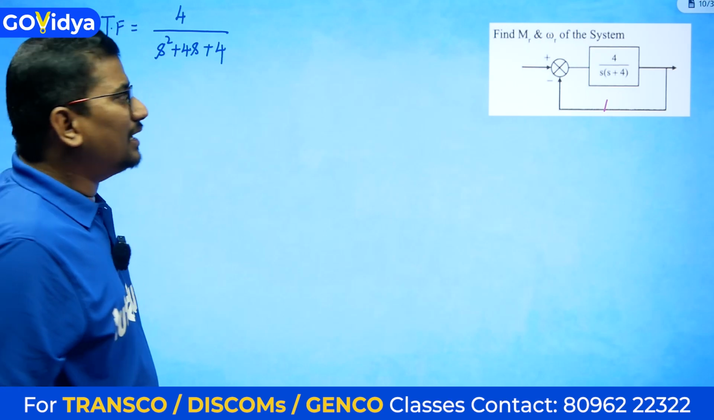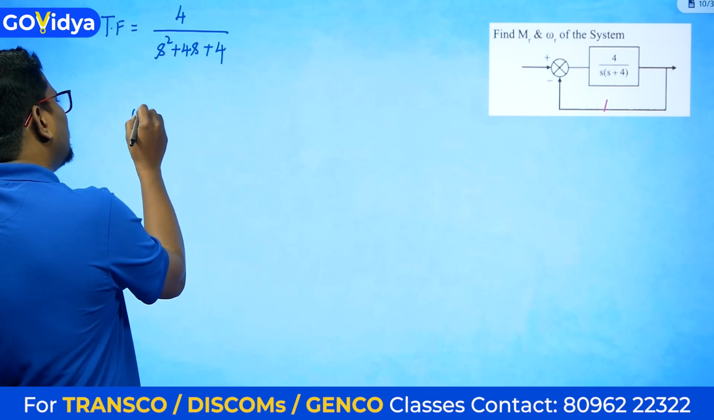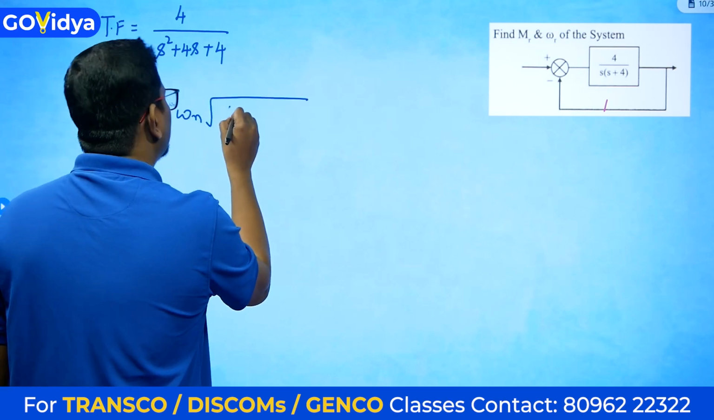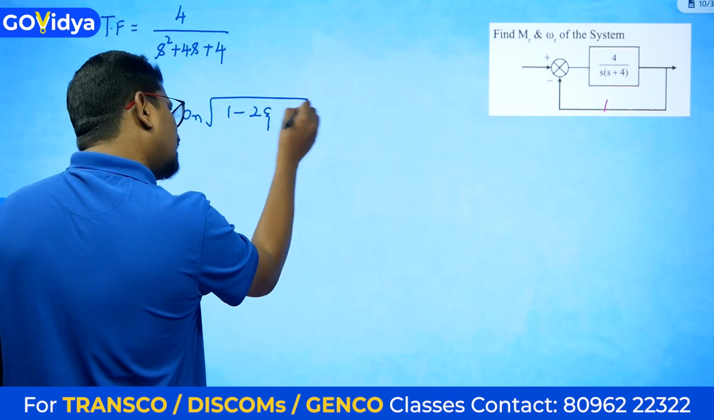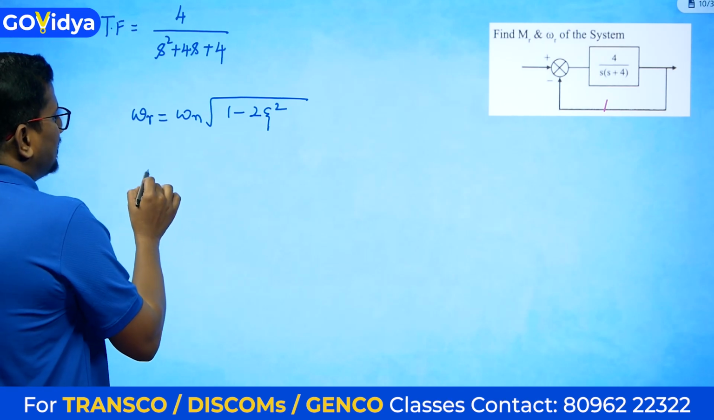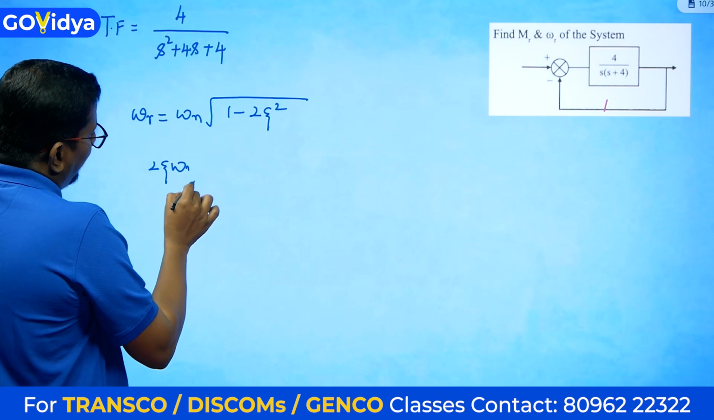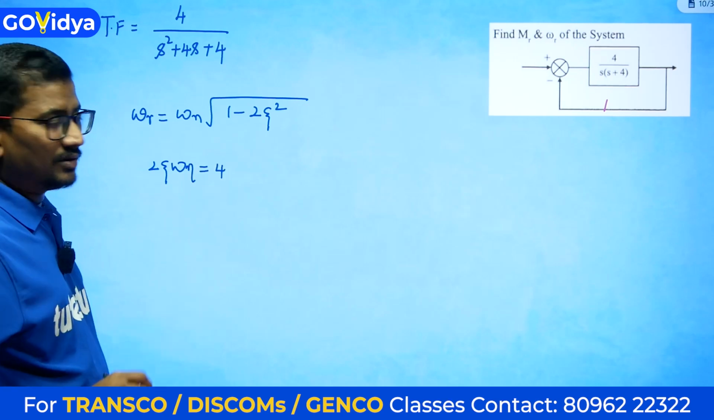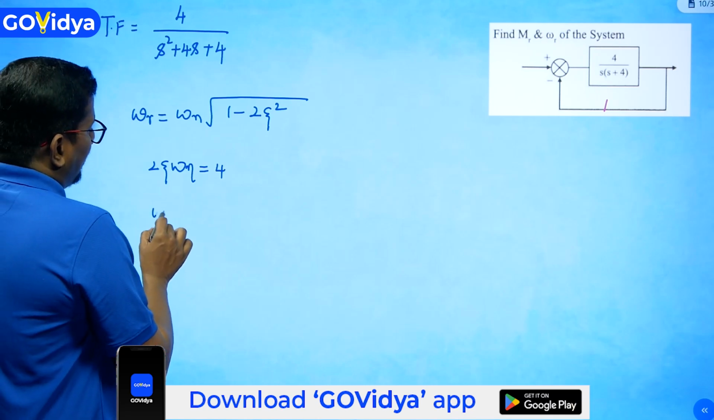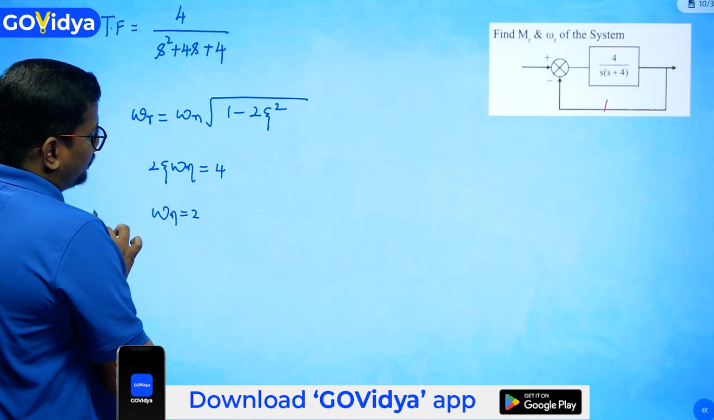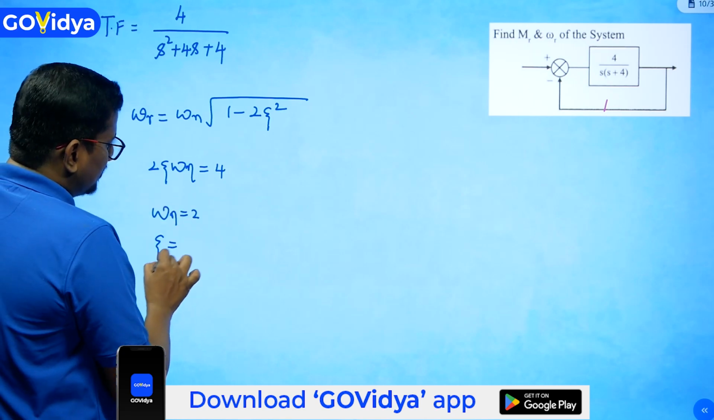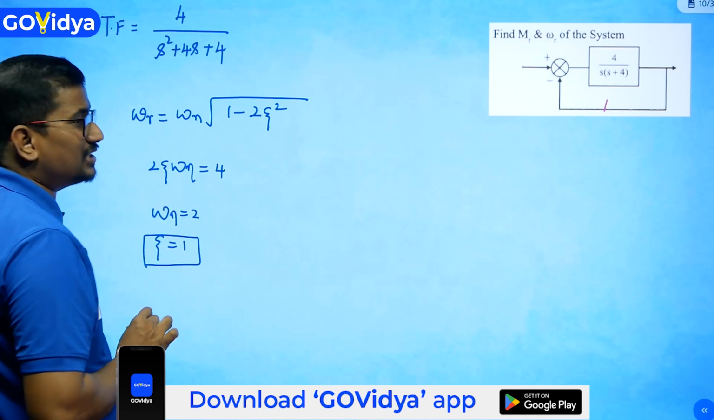So from this we need to calculate ωr. What is ωr? Resonant frequency. ωr is ωn times the square root of 1 minus 2ζ². So from this we have to calculate ζ. 2ζωn is equal to 4. Correct? What is ωn here? Can I say ωn is equal to 2? Then from this ζ is 4 by 4, which is 1. So finally we got ζ = 1.